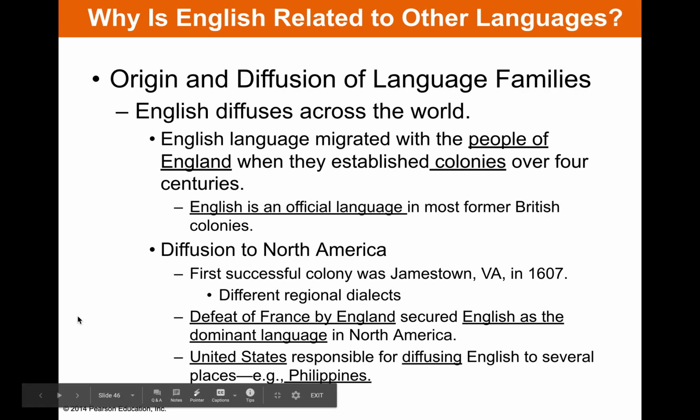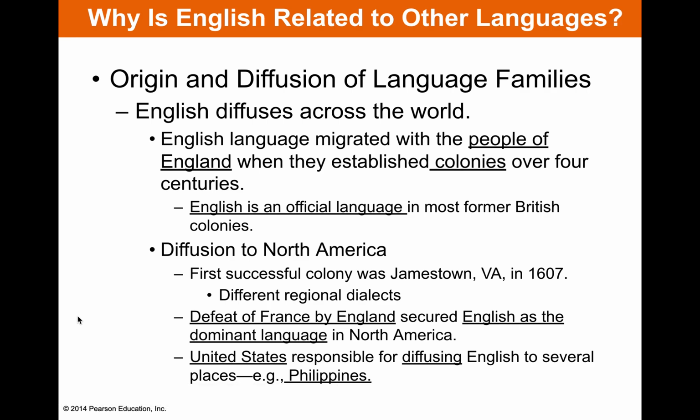English diffused around the world because of English colonies, so English colonization. Former colonies would adopt the language as their official language. And then one of their largest colonies, North America, they brought the language to Jamestown in 1607. As it became the standard language in colonies, there were different colonial groups in the different regions of colonial America, and with that formed different regional dialects.